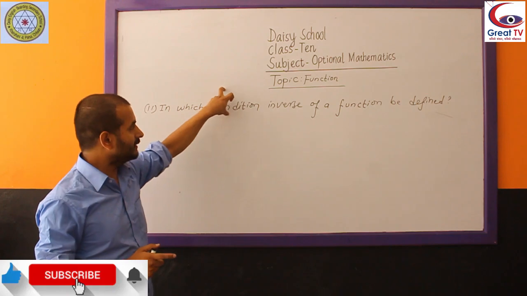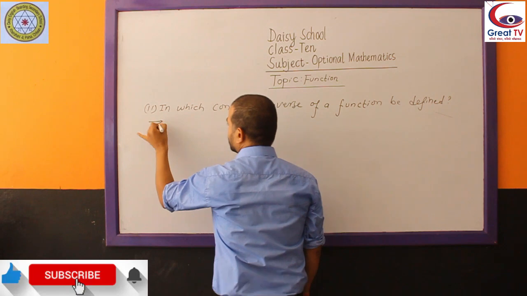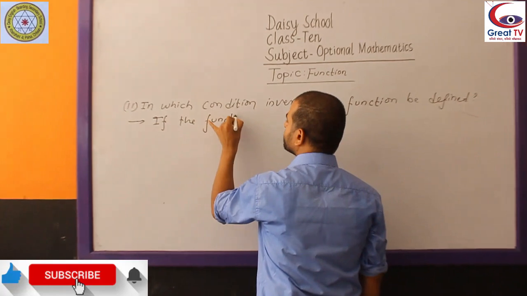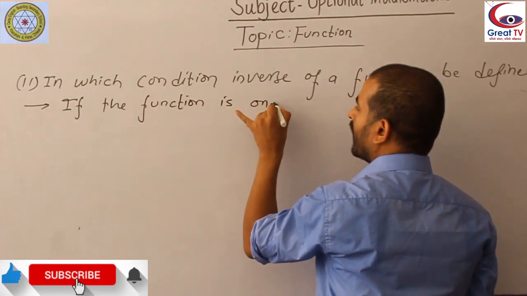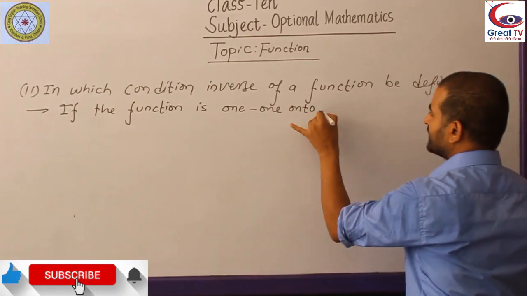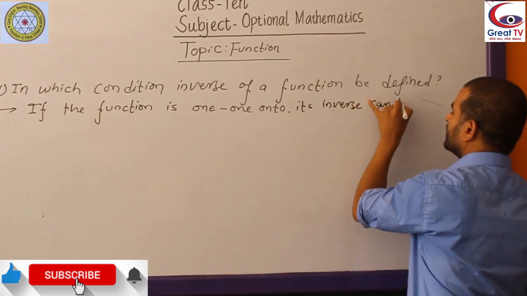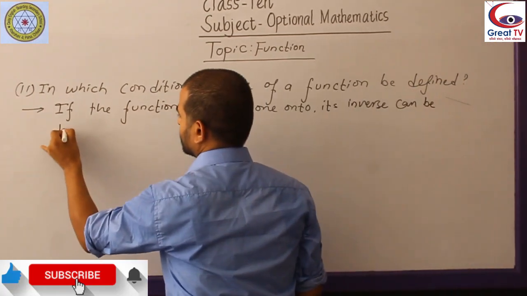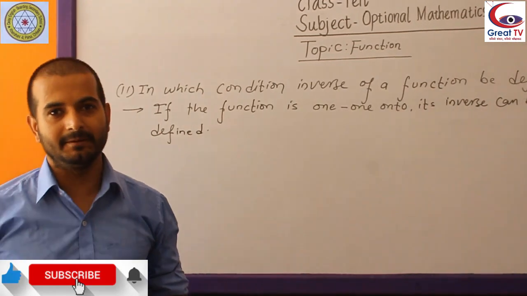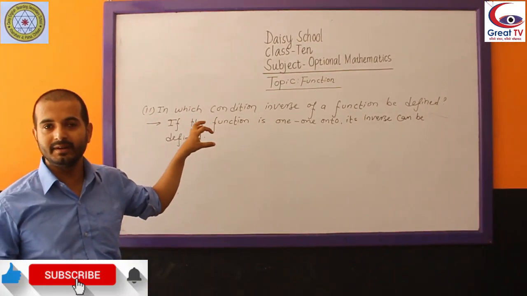So in which condition can the inverse of a function be defined? If the function is one-to-one and onto, its inverse can be defined. Otherwise, the inverse of the function cannot be defined. Please make a note of this one. You are going to write it in the examination.